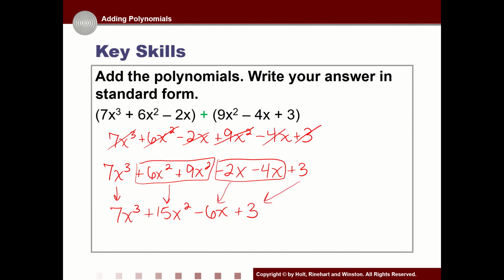And then I want to check and make sure that my answer is in standard form, highest exponent to the least. So I have an exponent of 3, exponent of 2, exponent of 1, and no variable, so the exponent would be 0. So that's in standard form. That is our answer to that problem. So now you've seen both ways.